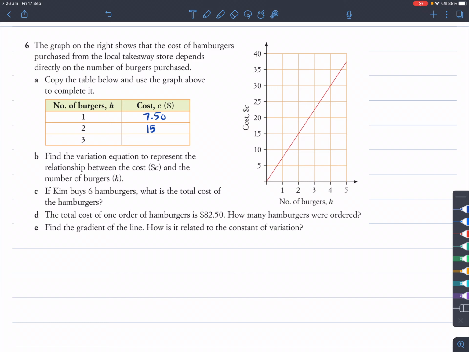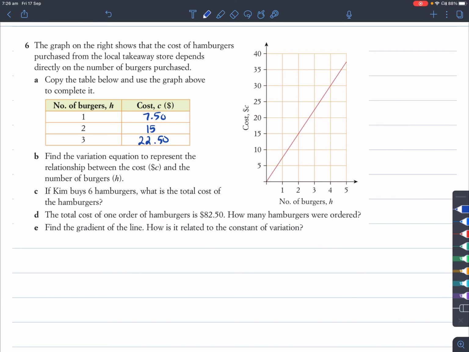And you notice that this is the same thing as 2 times $7.50, because it's that much for 1 burger. So if we do 3 times $7.50 now, we get $22.50, okay? And this is represented by this number here, which is in between 25 and 20.